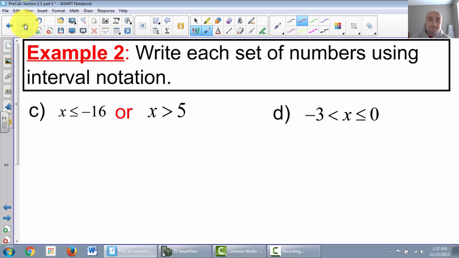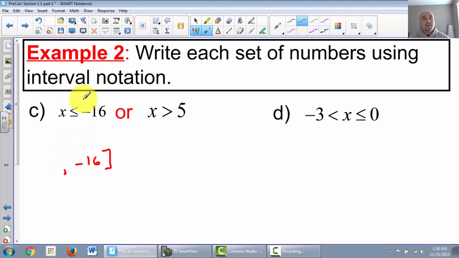All right, let's try the next one. Let's see what this one says. This one says x is less than or equal to negative 16, or x is greater than 5. So when there's the or here, we have to do each one of these separately. So we need two separate ones. I'm going to do negative 16 first, and I'm going to put a bracket because it says less than or equal to, so I need a bracket around the 16.